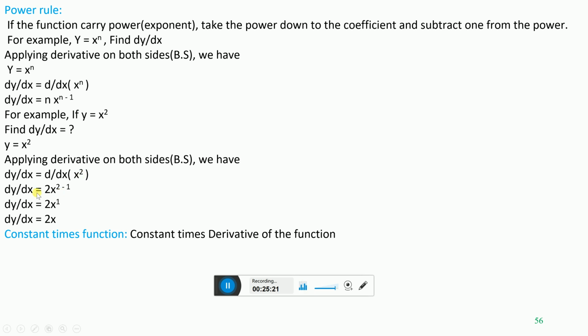So dy over dx is equal to, we take the power down. What is the power? 2. We take this 2 down from the exponent and write it in the coefficient of the variable x, and we subtract 1 from the 2. So dy over dx is equal to 2 as it is, and x raised to the power 2 minus 1, which is 1. So dy over dx is equal to 2x. This is the derivative that we calculate.